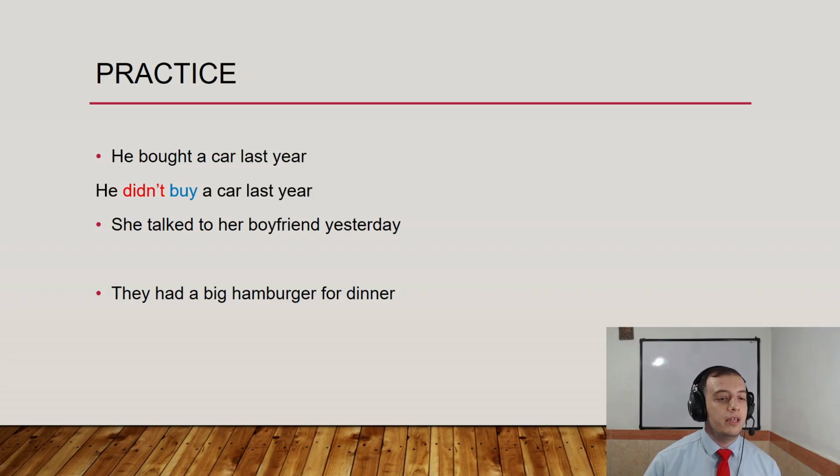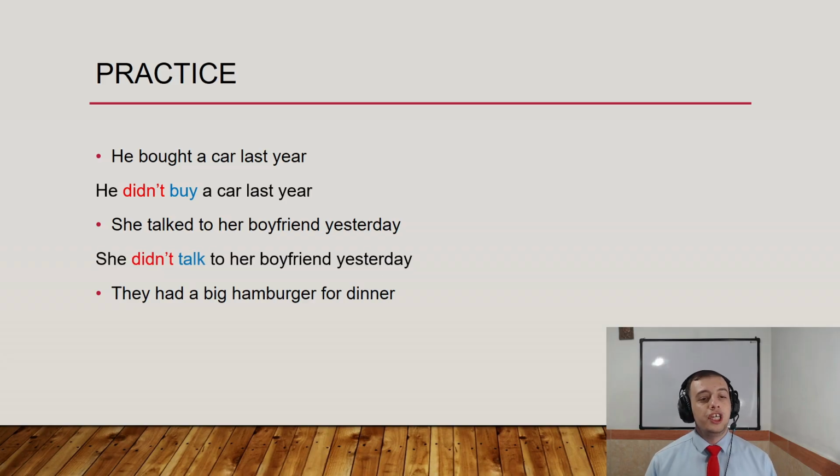All right, so let's check it out. She didn't talk to her boyfriend yesterday. Again, we have didn't and the base form of the verb. So the third one: they had a big hamburger for dinner. Just think about it. 3 seconds.